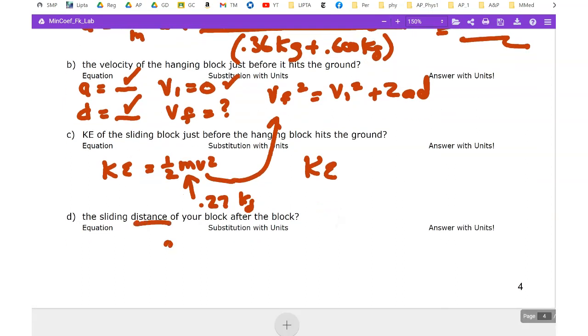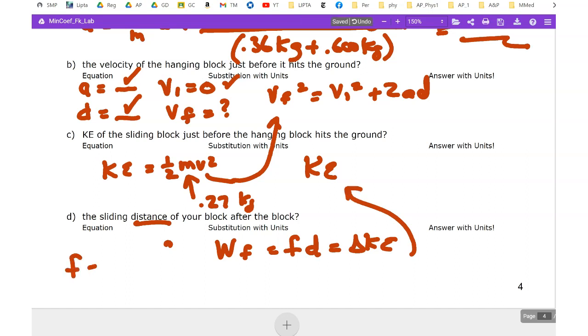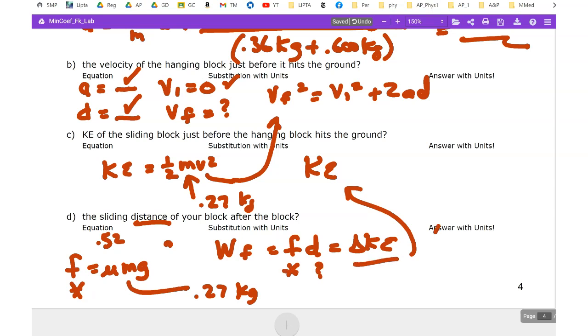Now, what's the sliding distance? Well, what stopped the sliding block is friction, the work of friction, which is the friction force times distance, and equals the change in KE, and that's just going to be this value over here. You'll bring it down. What's the friction? Mu, like I said, I think it's 0.52-ish. 0.52 times mg, that's how you find the friction. What m do you use? The sliding block, which I think might be 0.27. You can check me out on that. So then you find the friction over here, put it over here. You don't know this, and this you get from above.